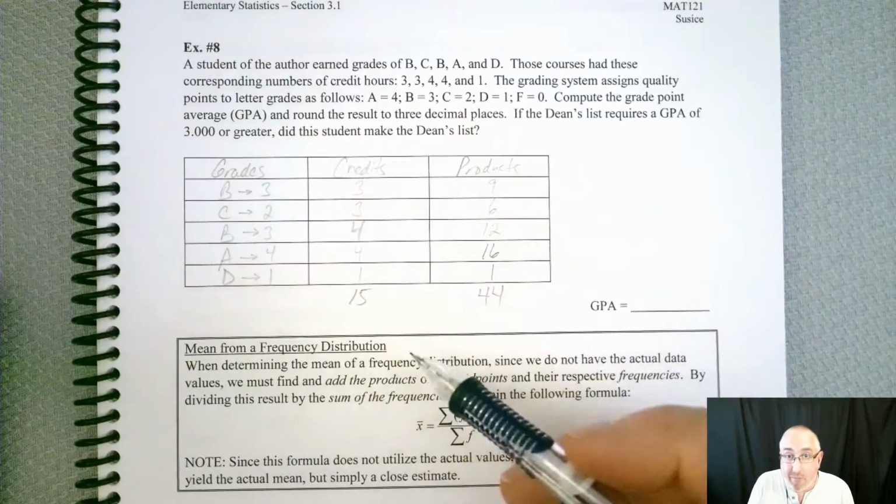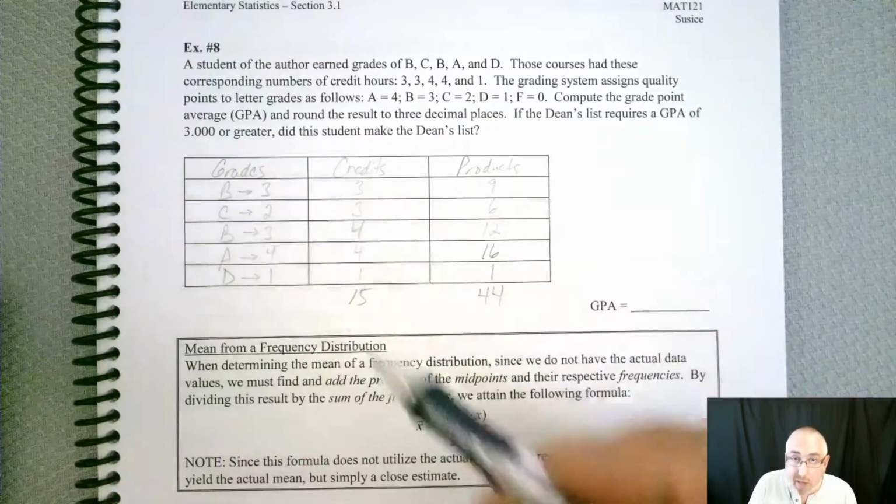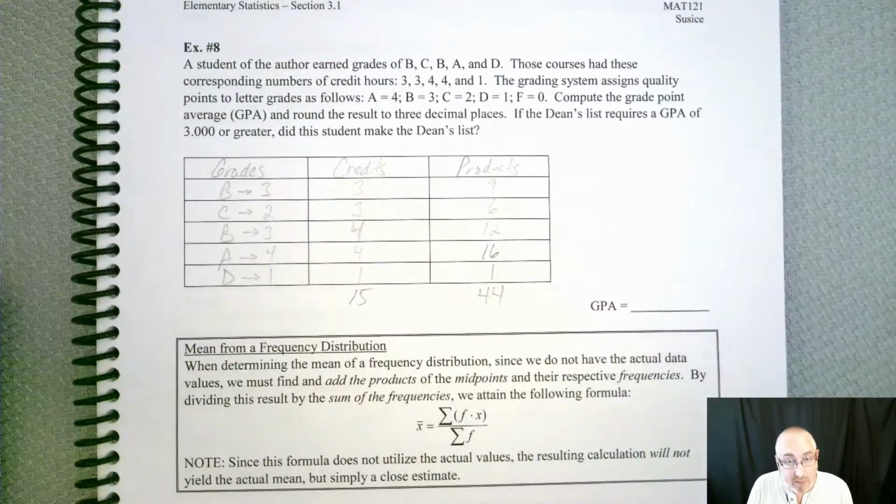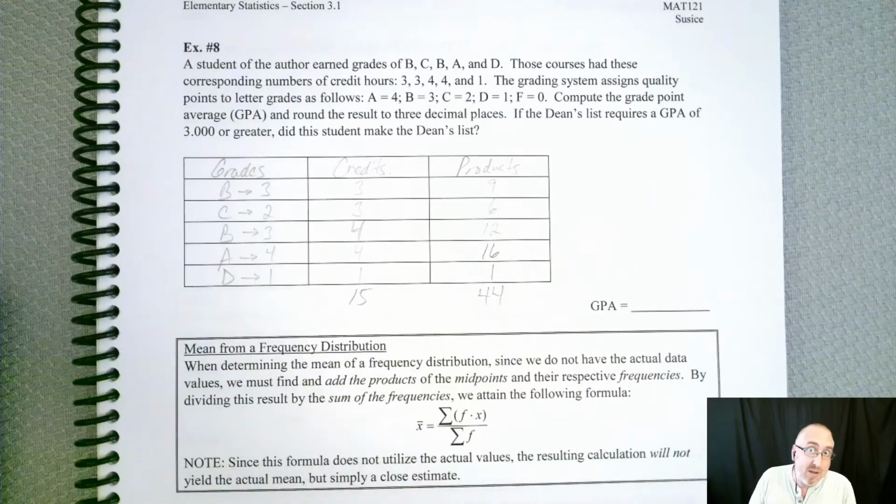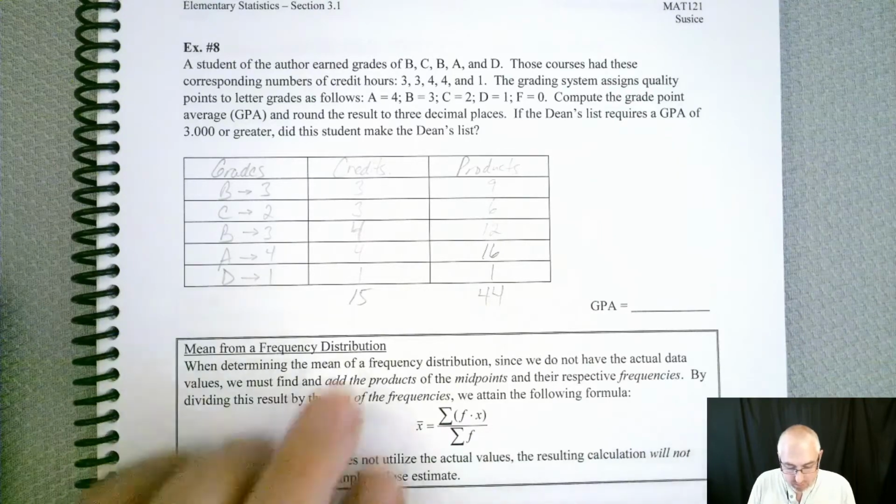Now, why did I add up the credits? Why didn't I add up the grades? That's a common question. The credits, remember, is kind of like the weight of the class. So if you get a grade of a 3.0 in a class, it has a weight associated to it based on the number of credits. If it's a 4-credit class, it's going to be worth more than a 1-credit class. So the credits are like the frequencies. So that's why I added those up.